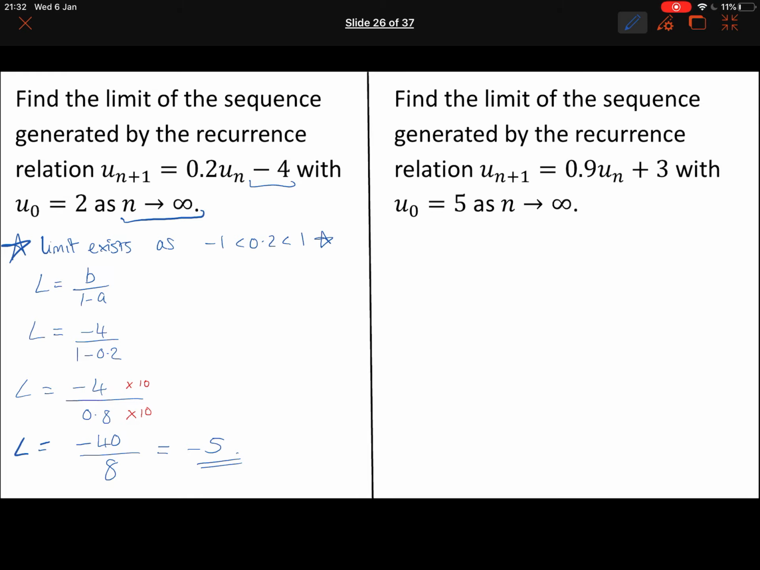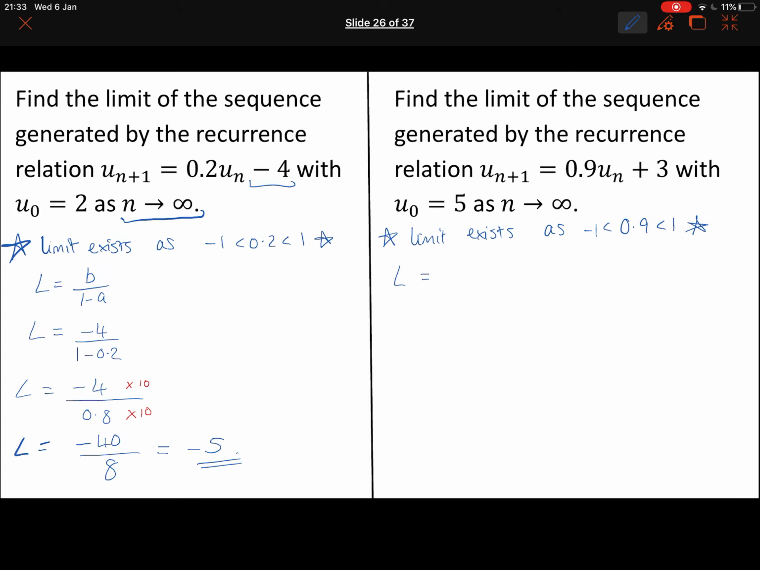Okay folks, hopefully you've had a go at the question on the right hand side. We'll have a look at it together and just make sure that you managed to get it. So find the limit of the sequence generated by the recurrence relation u(n+1) = 0.9u(n) + 3, with u0 as 5 as n tends to infinity. So again, I'm going to write down my star statement that a limit exists as 0.9 is in between 1 and negative 1. So I always write that down.